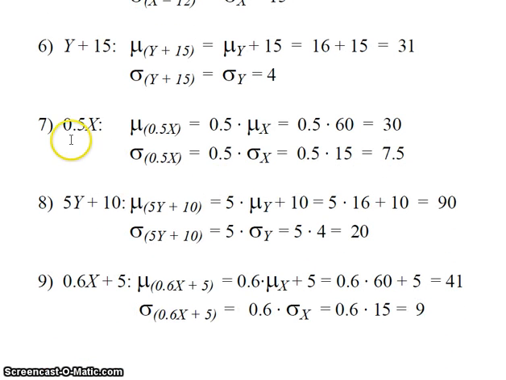If you multiply x by 0.5, the new mean is going to be 0.5 times the original mean, and 0.5 times 60 is 30. The standard deviation of 0.5x is 0.5 times the original standard deviation of x, and 0.5 times 15 is 7.5.